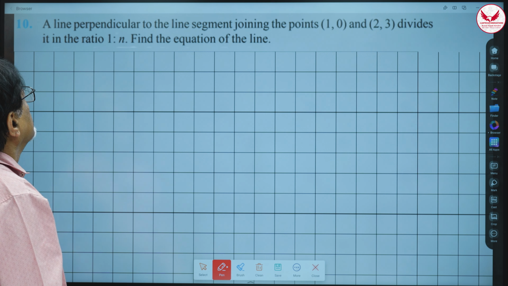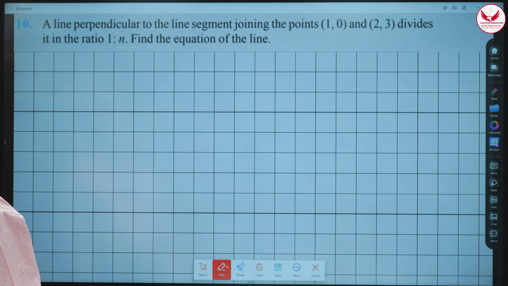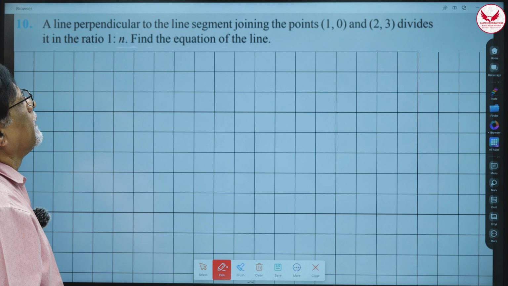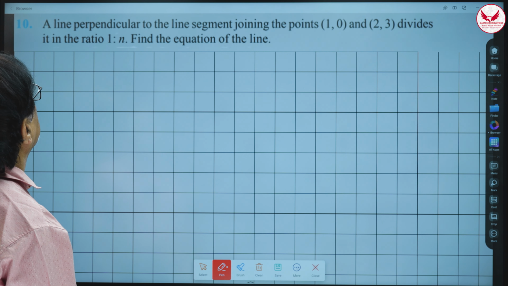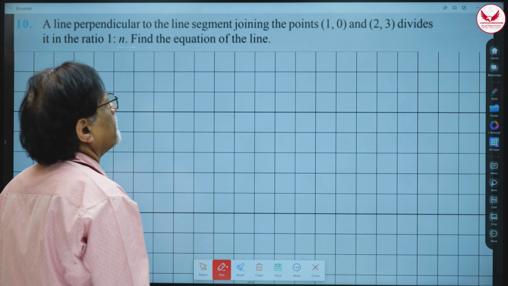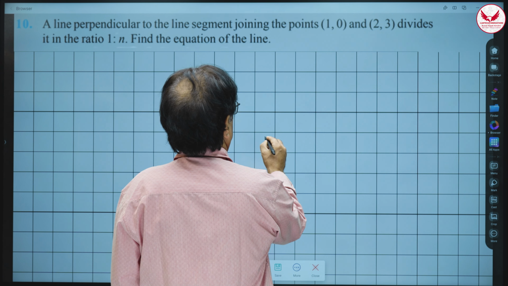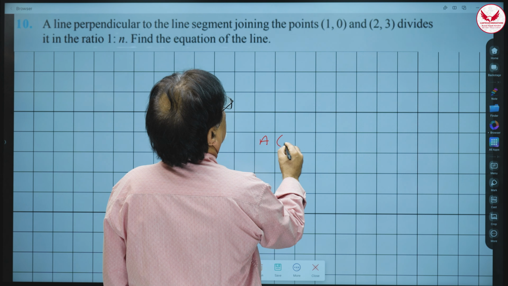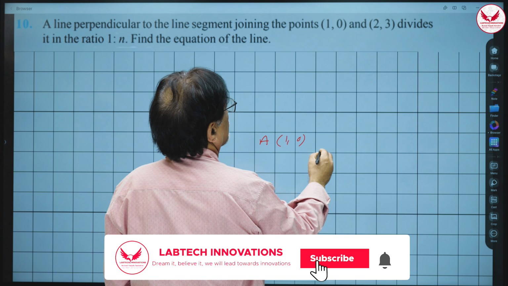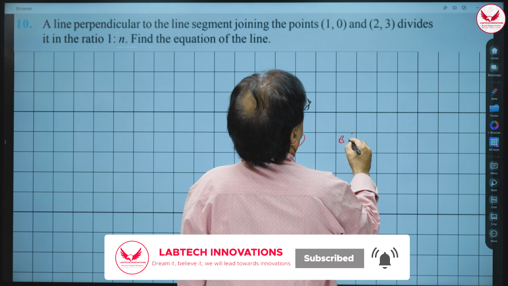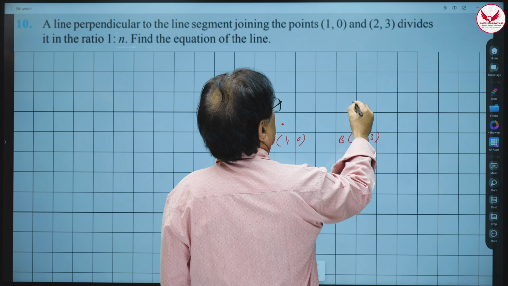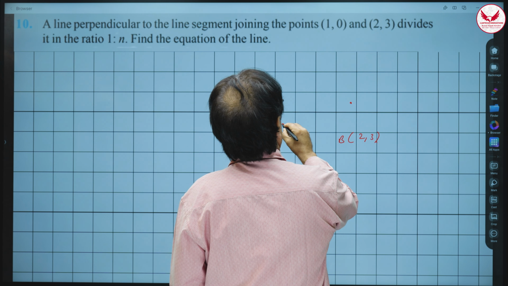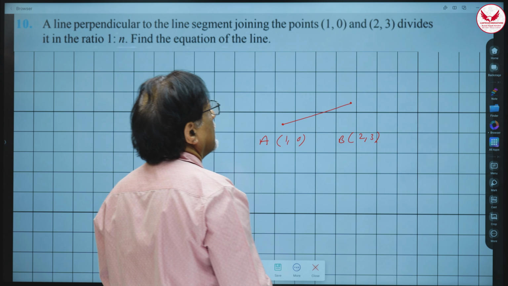Now, friends, have a look at this next problem. A line perpendicular to the line segment joining (1, 0) and (2, 3) divides it in the ratio 1:n. Find the equation of the line. So there are 2 points given here. One is A, which has coordinates (1, 0). B has coordinates (2, 3). Suppose this is point A and suppose this is point B and this is the line joining A and B. This is a line segment.